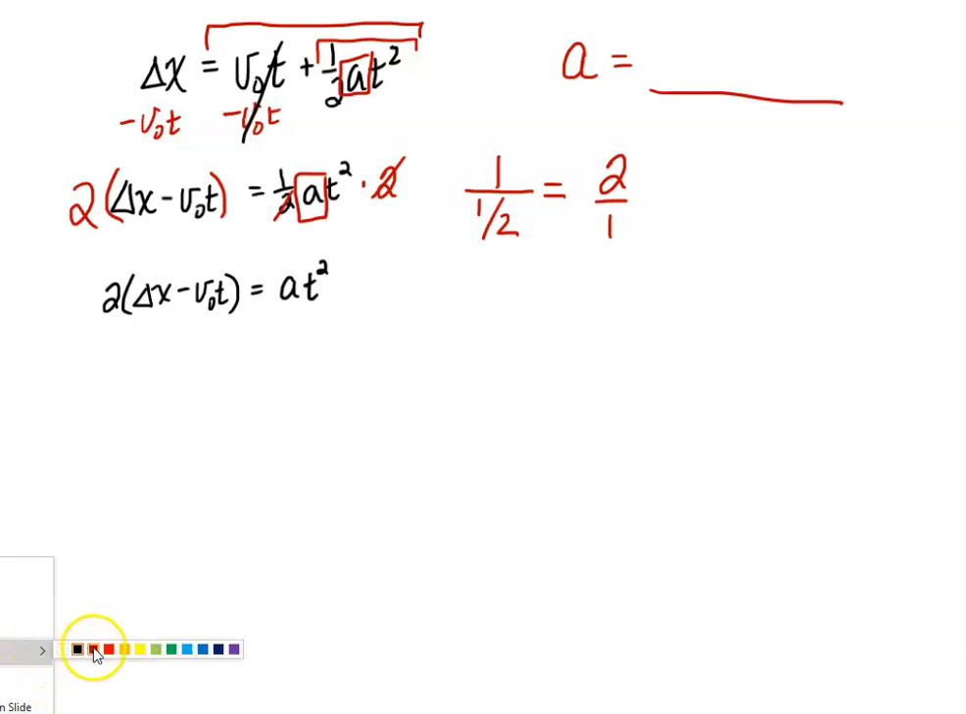So again, we are looking for the a. It's still being multiplied by t squared. So since it's being multiplied by t squared, my inverse to move it is going to be to divide by t squared. And now I just need to rewrite the equation so that I have everything equal to a.